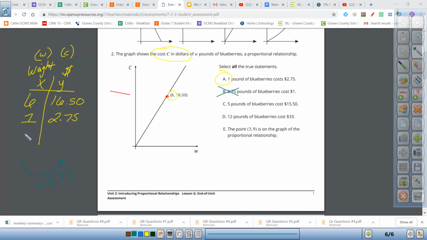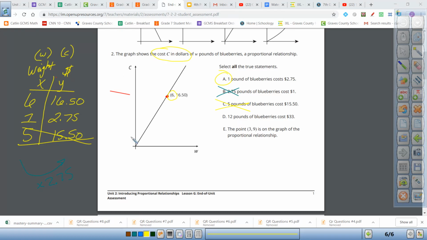5 pounds, okay, what if I put 5 pounds? Could I multiply that by 2.75 and get $15.50? Well, let me grab my calculator and check. 5 times 15.50, that's $77.50. I'm sorry, I multiplied the wrong one. 5 times 2.75, that's $13.75. That's not true. That doesn't work. I tried to multiply it out and it doesn't equal, so I'm not going to select that one either. So let's move on to the next one.